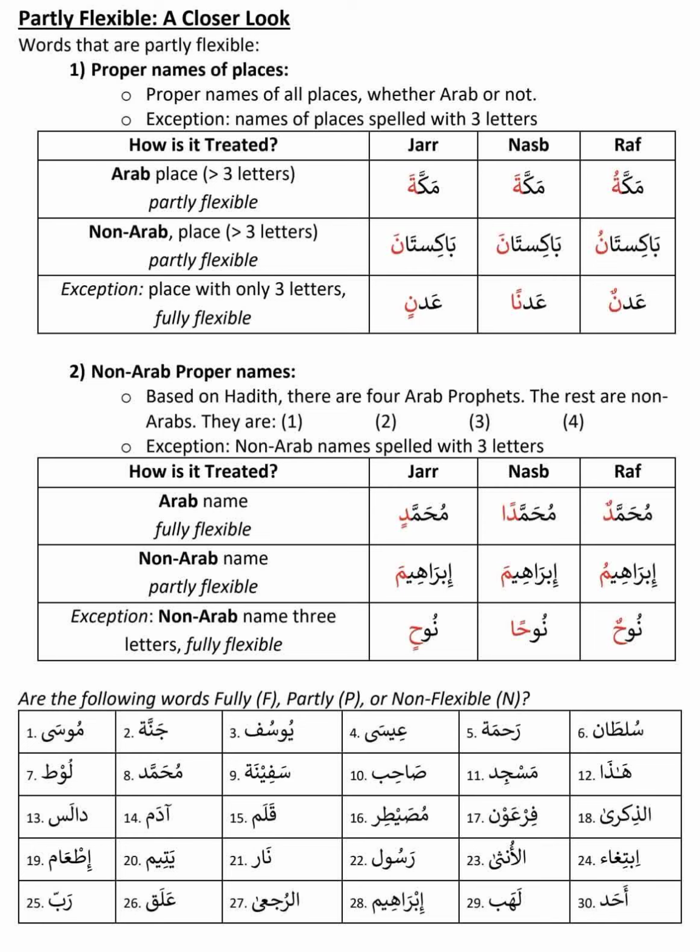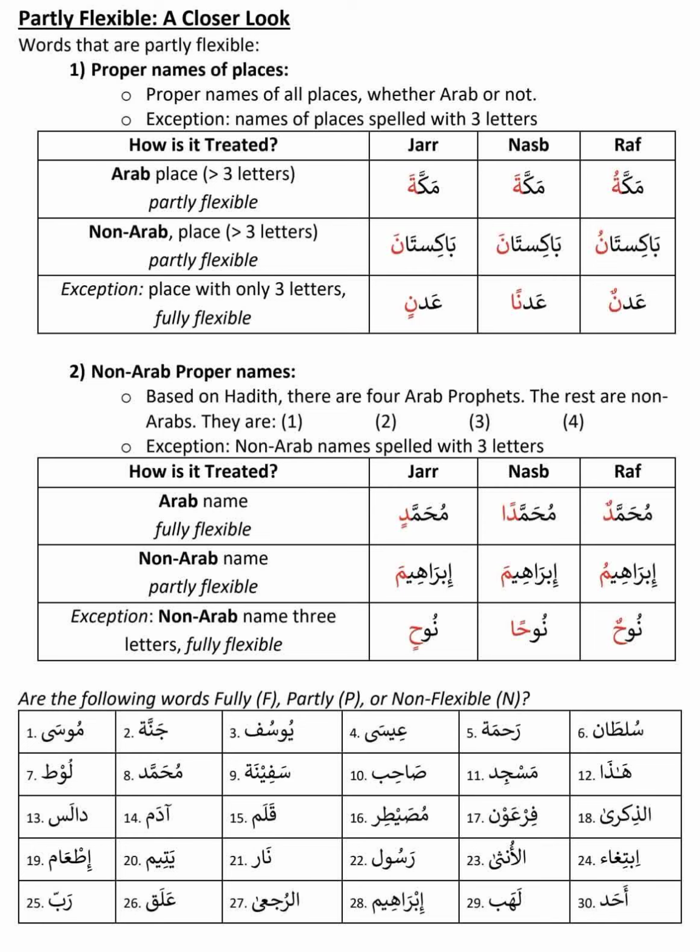And the second type of flexibility category is non-flexible, which is Rafa, Nasib, Jar. All the word is the same. There is no variation in the Rafa, Nasib, Jar. Example, we have to remember Musa. It is Musa, Musa, Musa. Rafa is Musa, Nasib is Musa, and Jar also Musa.